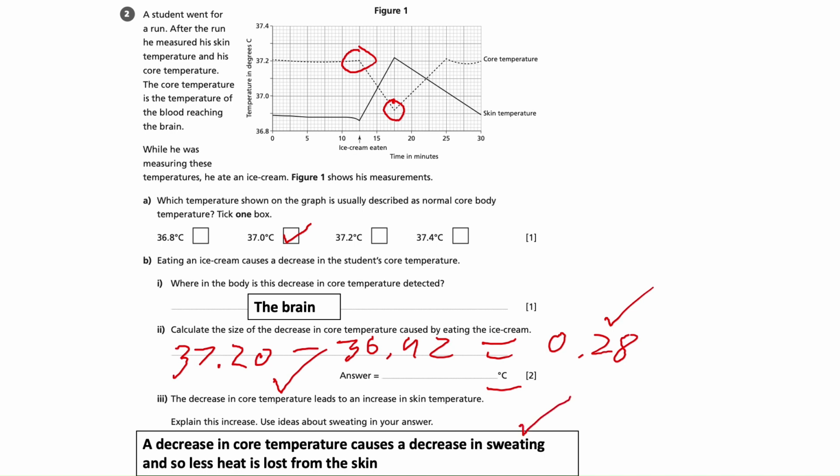So this idea, isn't it, that if our core temperature is going down, we don't need to lose heat, therefore we will sweat less. Therefore, less heat is lost from the skin. That's the 2nd mark for this answer. Those 2 points give us the 2 marks available for this question.